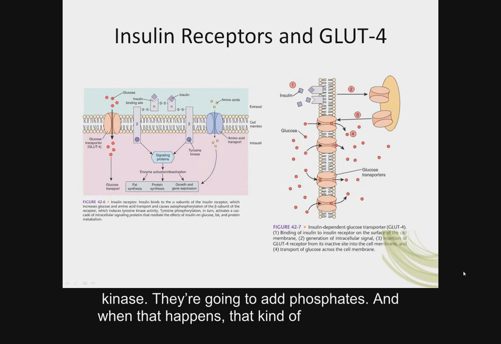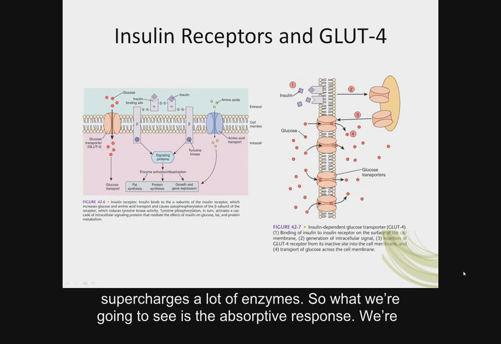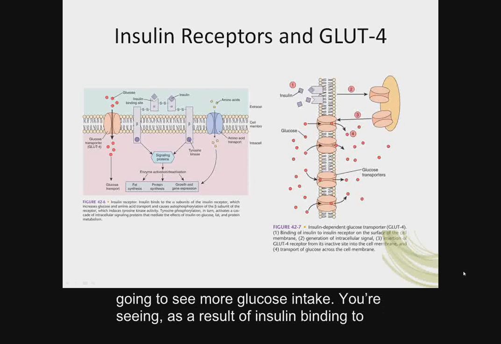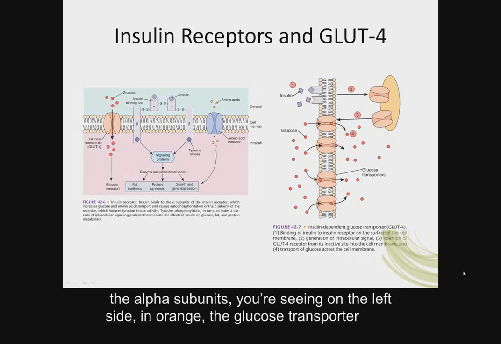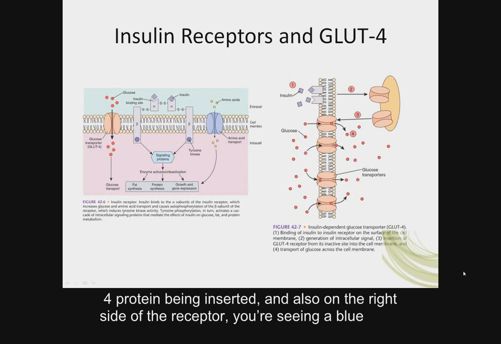So the beta subunits have this kinase. They're going to add phosphates. And when that happens, that kind of supercharges a lot of enzymes. So we're going to see this in the absorptive response. We're going to see more glucose intake. You're seeing, as a result of insulin binding to the alpha subunits, on the left side in orange, the glucose transporter 4 protein being inserted.